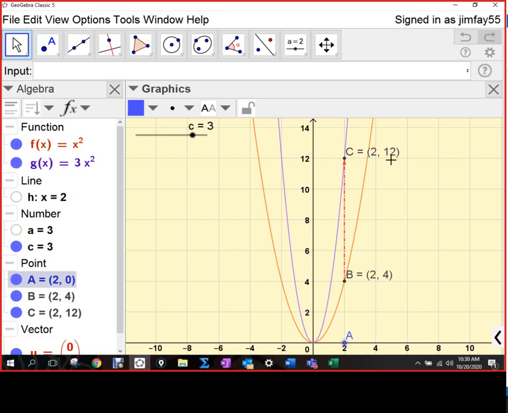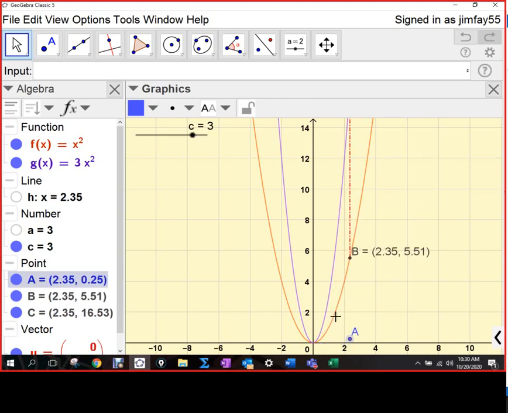Does that make sense? Okay? And we can see that on all of these points. Okay? So if I know any one of these points off of the parent function, I know its ordered pair. To get its corresponding point on the transformed function, the purple one in this case, all you have to do is take the y value from the parent function and multiply it by 3, and it gives you the y value on the purple one.